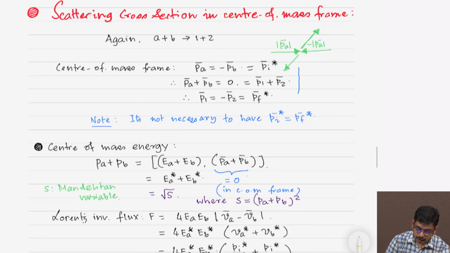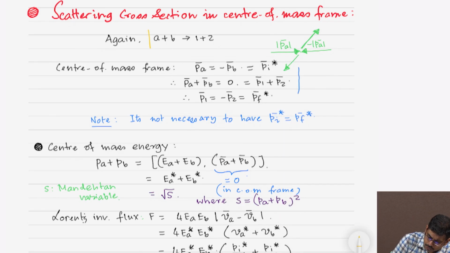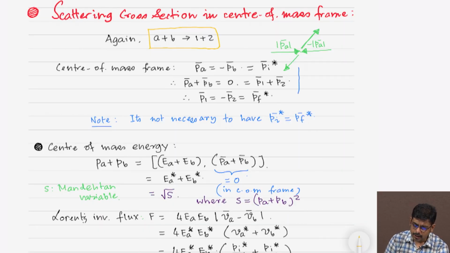Okay, so let us evaluate the scattering cross section in the center of mass frame, once again for this process A plus B going to 1 plus 2. Now, what is the definition of the center of mass frame? Remember, when we talked about the decay, we said that the decay happens from rest. So, that was the definition of the center of mass frame there. In the case of scattering, the definition is as follows: we have to have Pa equal to minus Pb, and let us call that Pi star. So, basically in the center of mass frame, the momenta of the incoming particles are equal and opposite. That is the definition.